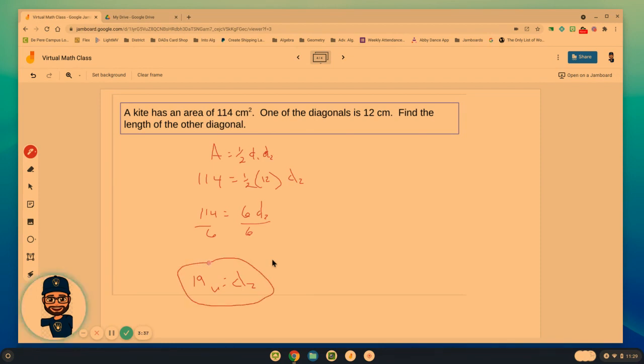So a quick short lesson today on finding the area of a kite. The rest of the week, we're going to focus on mixing all of these different shapes up and trying to see if you remember how to find those different areas.